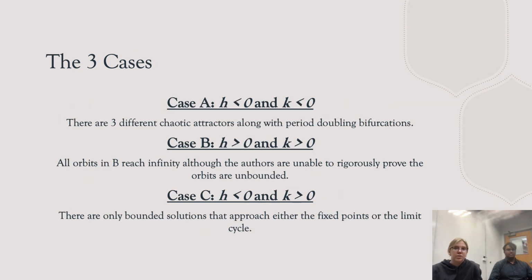So these are the three cases that they present. In case A, h is less than 0 and k is less than 0, and they say that there are three different chaotic attractors along with period doubling bifurcations. Case B is both h and k are positive. All orbits in B reach infinity, although the authors are unable to rigorously prove that the orbits are unbounded. And then in case C, h is negative and k is positive, and they say that there are only bounded solutions that approach either the fixed points or the limit cycle. But as I stated before, we'll be focusing on case A for our project.